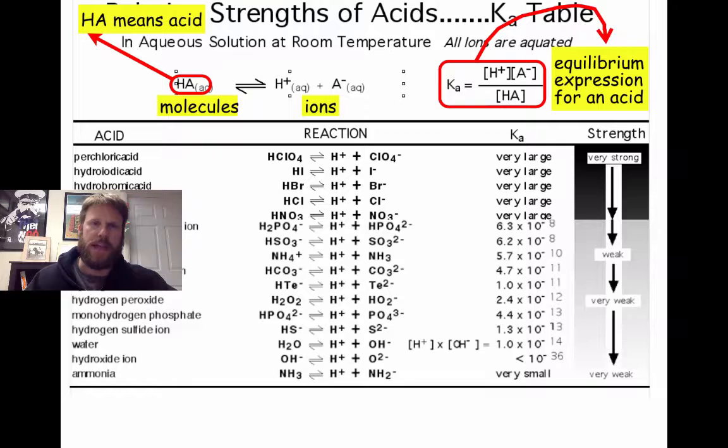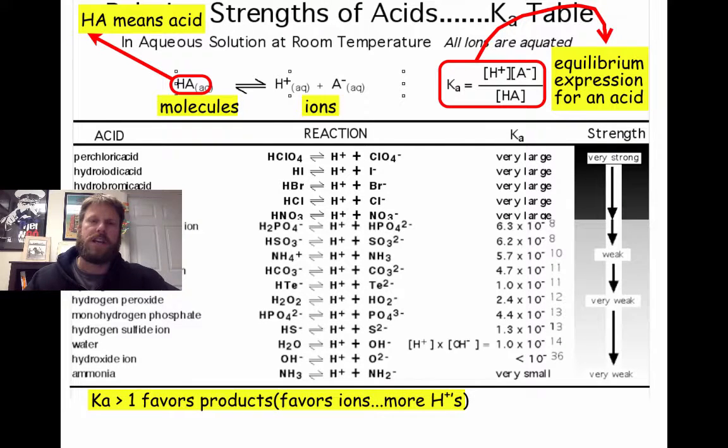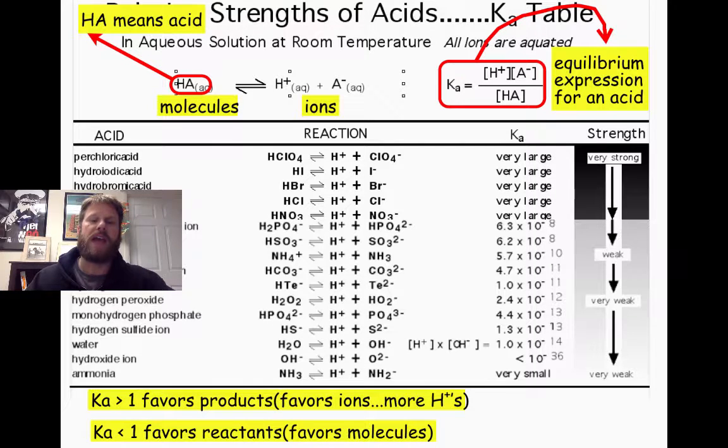So to summarize that, a large Ka, greater than 1, means products are favored. You get more ions, more H+. A Ka less than 1 means reactants are favored. You have more molecules and less H+ in solution. Remember, H+ is the definition of an acid.